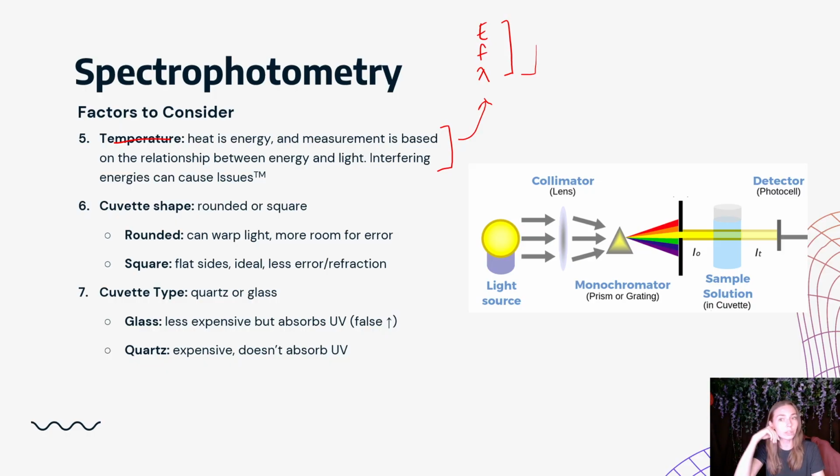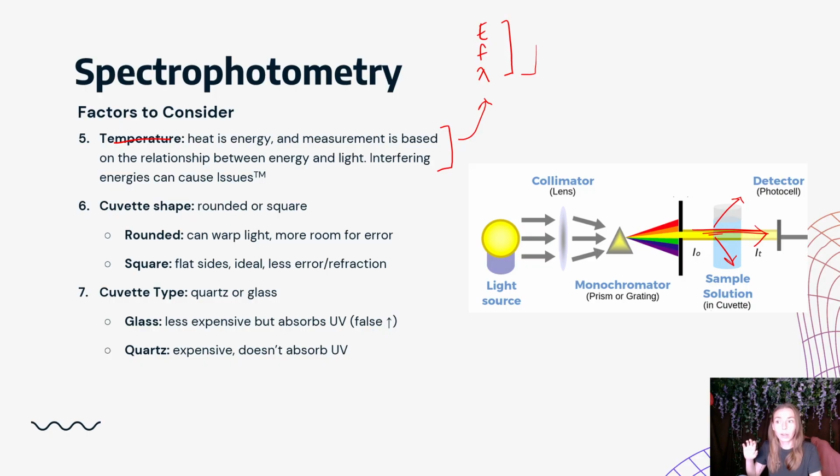And if our whole goal is to see how much light makes it through the sample and gets to that photodetector, anything that's refracting light off is going to be a problem because it's going to falsely lower the amount that makes it through to the end to the detector. That's a problem. We don't want that. That causes more error because it warps the light. On the other hand, we have square ones, which are ideal because they have flat sides, so they don't really have that same issue with refraction error.